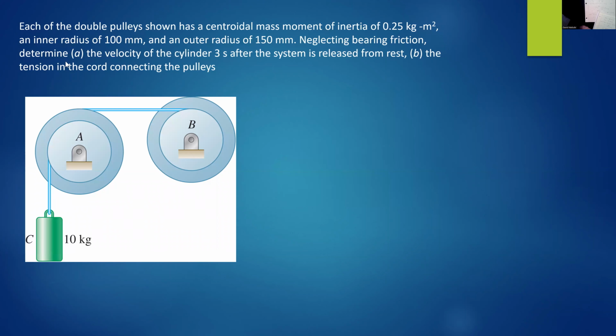And so we want to know, essentially, it starts at rest. You release the 10 kilogram block. What's the velocity of the cylinder 3 seconds after the system is released from rest? And then the tension in the cord connecting the pulleys. All right. So again, we're going to use, as you guessed it, impulse momentum. Take a second to look at this, maybe sketch it, pause.